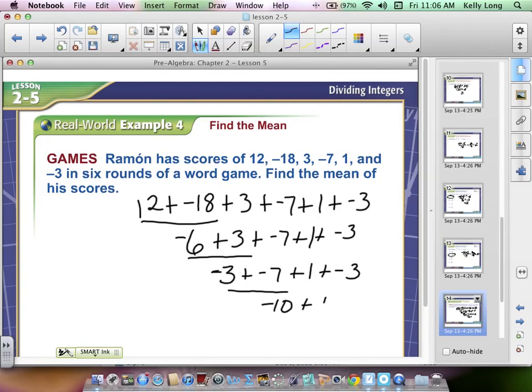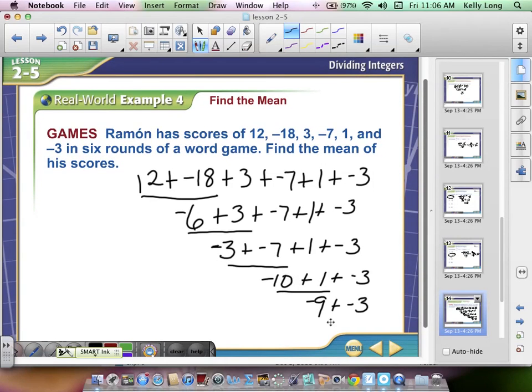Negative 10 plus 1 plus negative 3. What's negative 10 plus a positive 1? That's going to be a negative 9. Adding with unlike signs, you subtract and take the sign of the larger number. Negative 9 plus negative 3. I'm adding with like signs, so you just add and keep the signs. Negative 12. All right, how many scores did I have?